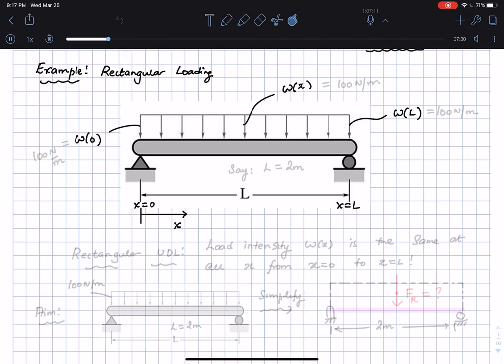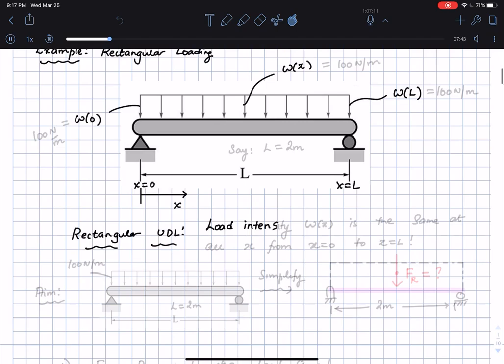Okay, so for a rectangular uniform distributed loading, we see that the load intensity, which is W of x, is the same at all x, from x is equal to 0 to x is equal to L. In this case, let me just say that this load intensity is, as an example, 100 newtons per meter, which means that this is also going to be 100 newtons per meter.